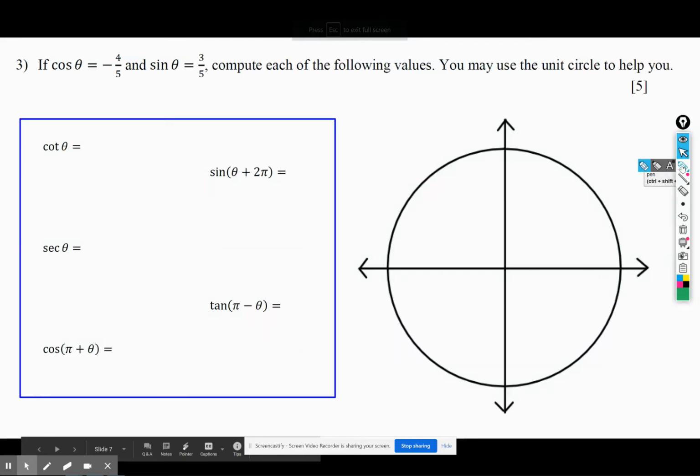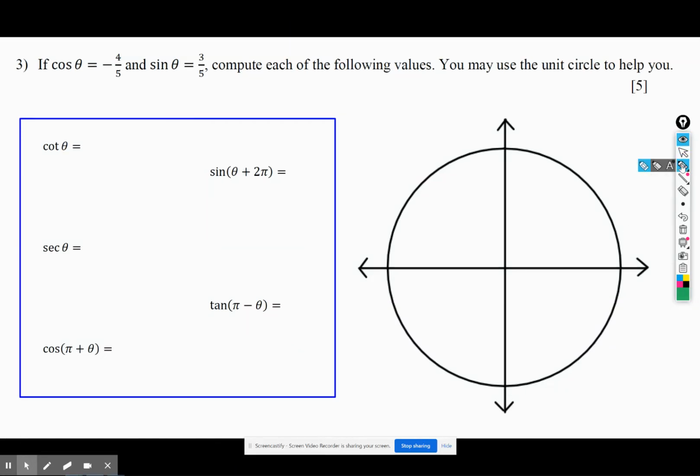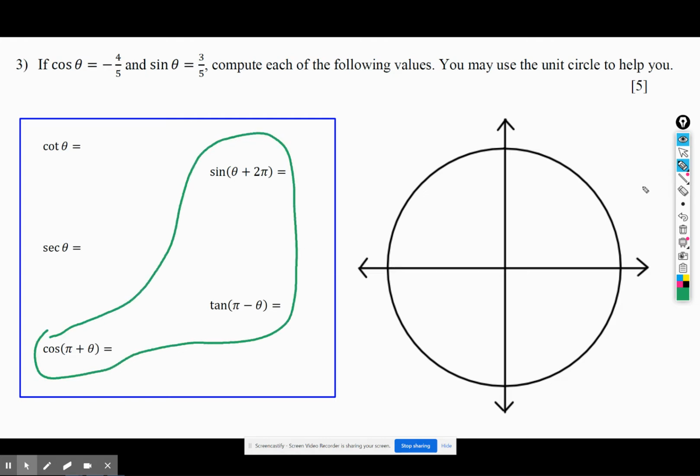Hi guys, in this video I'm going to be going over how to evaluate these three trig functions at angles that are related to theta. Let's get started.